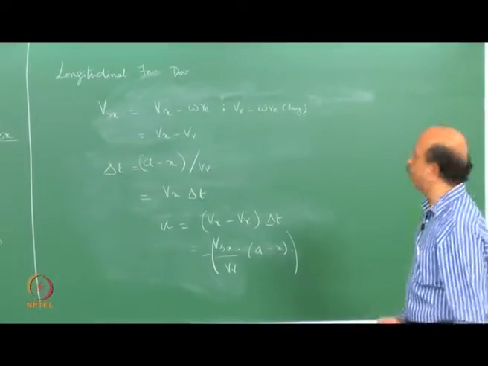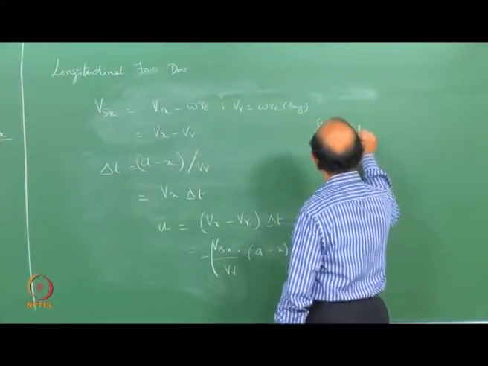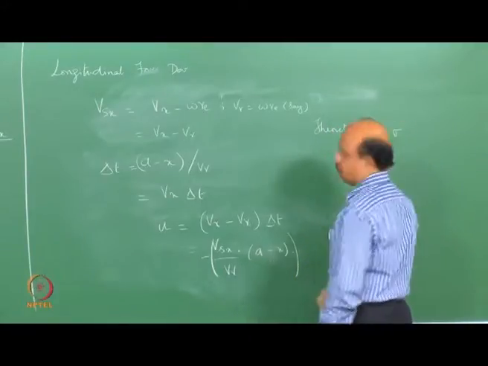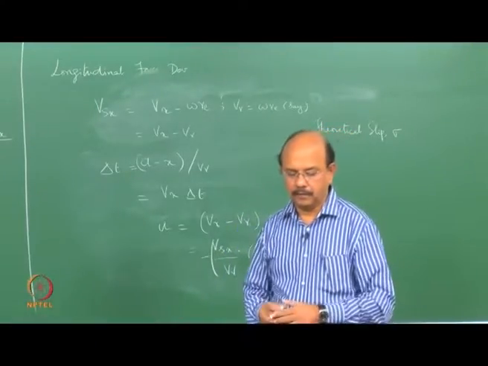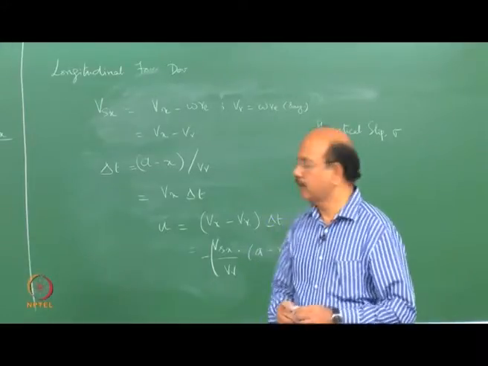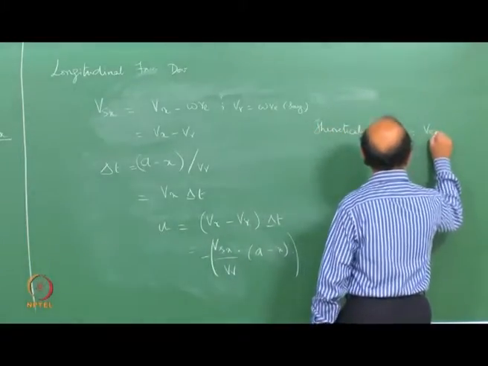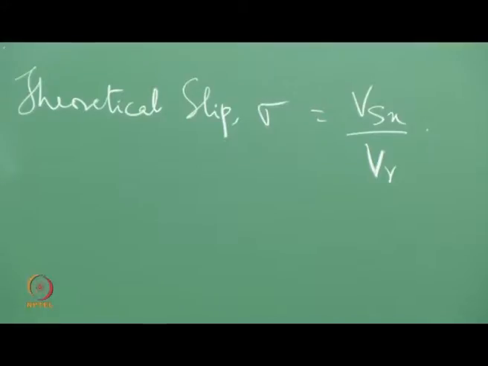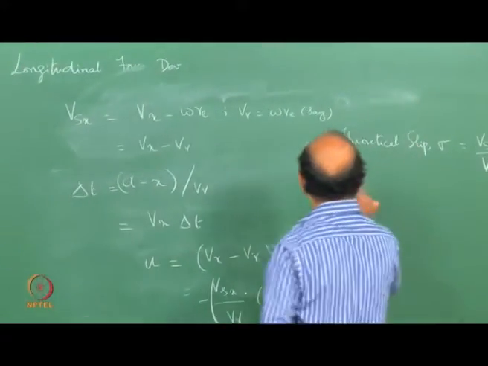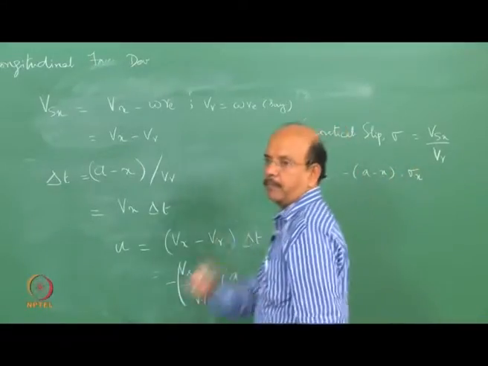I'm going to define two slip quantities. One of the slip quantities is called theoretical slip, sigma, a term given by Pacejka, and it is defined as this difference Vsx by Vr. So that u can be written as minus a minus x into sigma x.